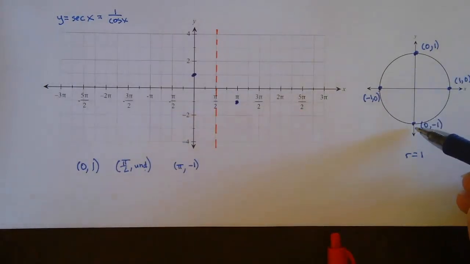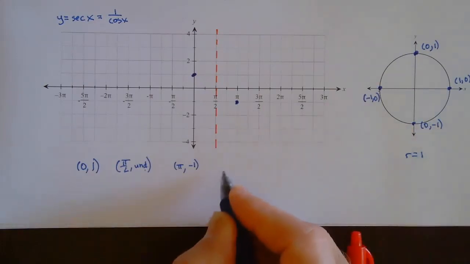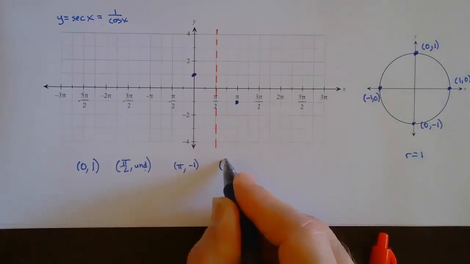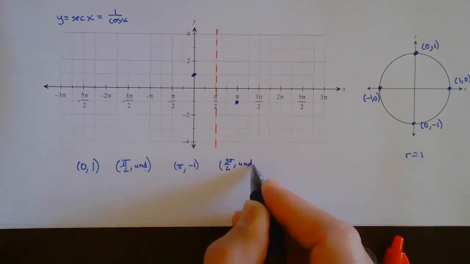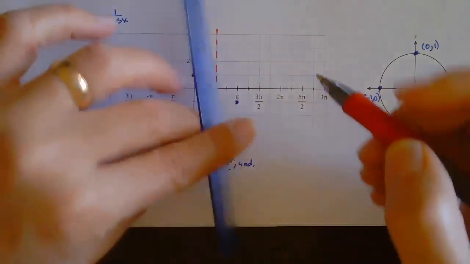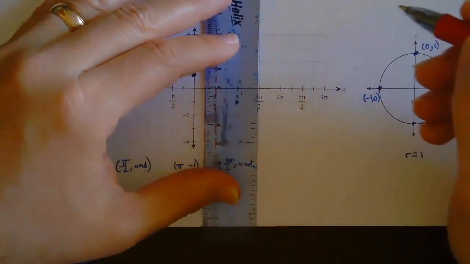Keep going to 3 pi over 2. At 3 pi over 2, r over x would be 1 over 0. That'd be undefined. See how we're starting to go a little bit faster? So at 3 pi over 2, I should be drawing a vertical asymptote. And I would love it if you could just do this in your head.